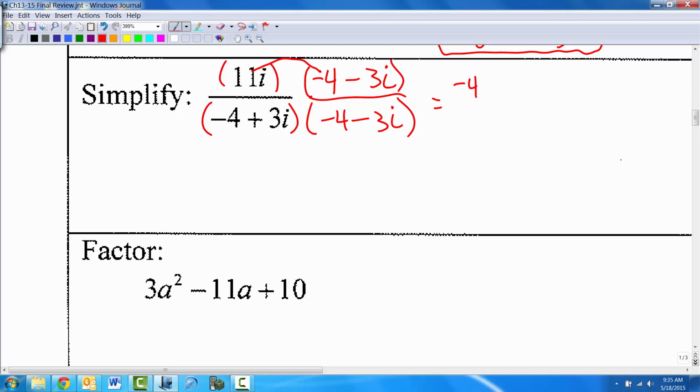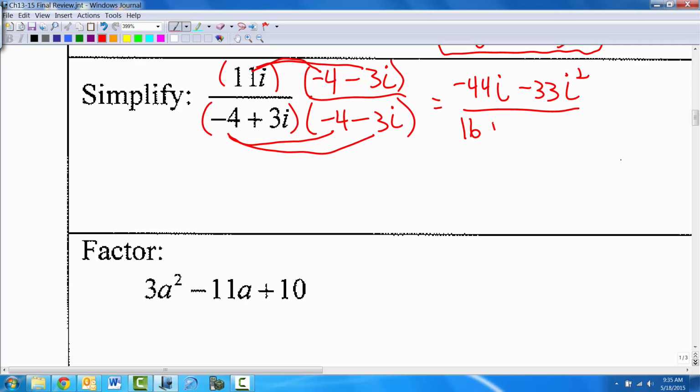Go ahead and distribute the top, negative 44i, and then here we go again. Negative 33, 11 times negative 3, and then i times i, which is i squared. Well, this is just going to turn into 33 when you're done, because i squared is negative 1. Let's get the bottom. Now, the purpose of the conjugate is the middle term is going to be destroyed. So this is 12i, and then this is negative 12i. So I have no more i's on the bottom, because the last distribution is negative 9i squared, which this turns into, so cancel these. It's the whole point of the conjugate.